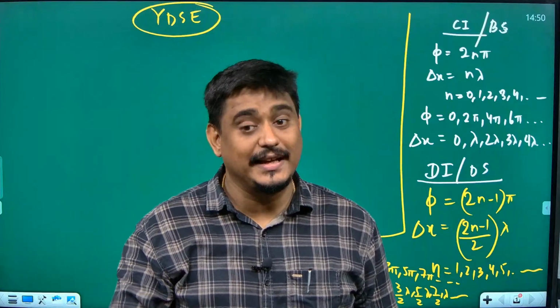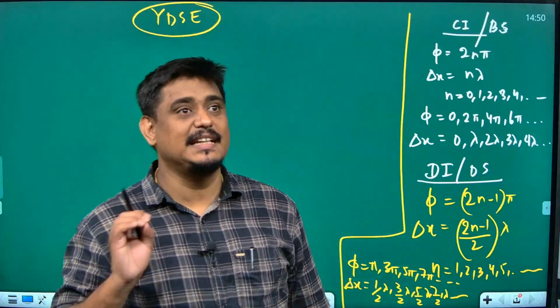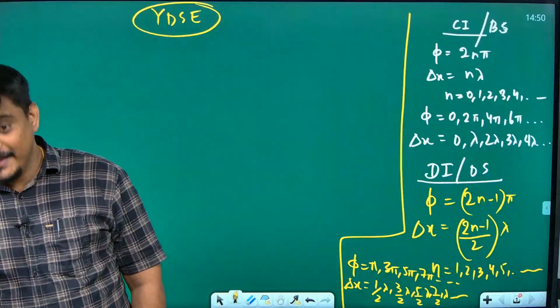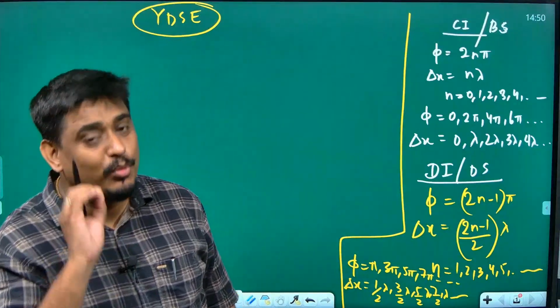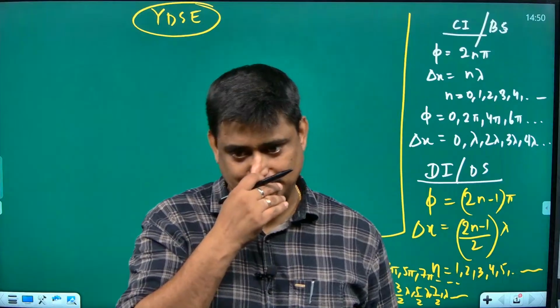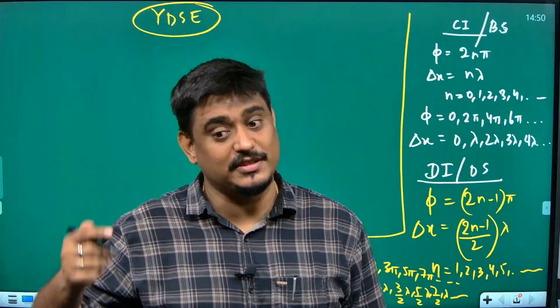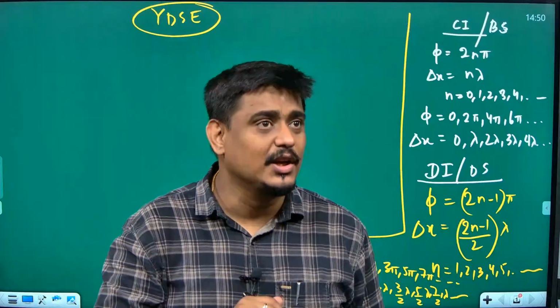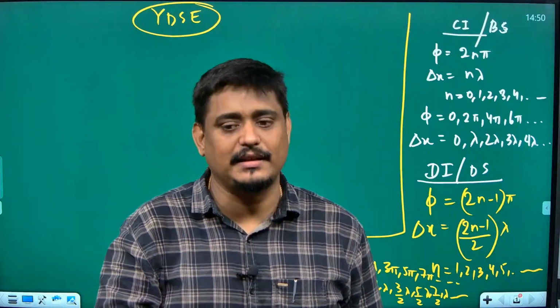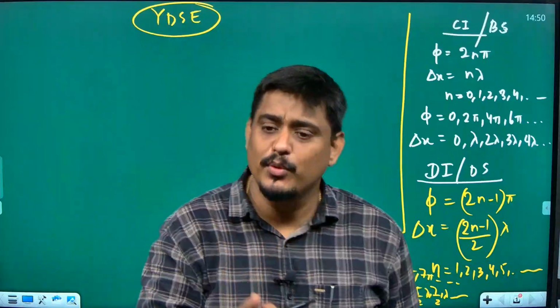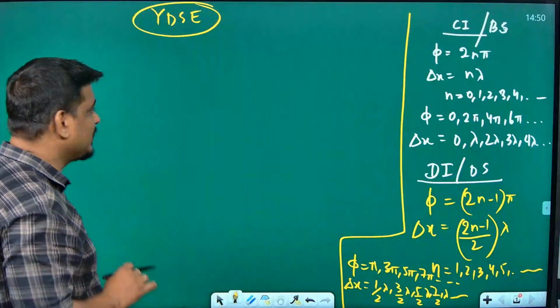Until his student, his name was Young, did an experiment and proved that light is a wave. That's why the experiment name is Young's double slit experiment, because Young was the student of Huygens who experimentally proved that light is a wave. How did he prove that? For that, let me tell you the setup.